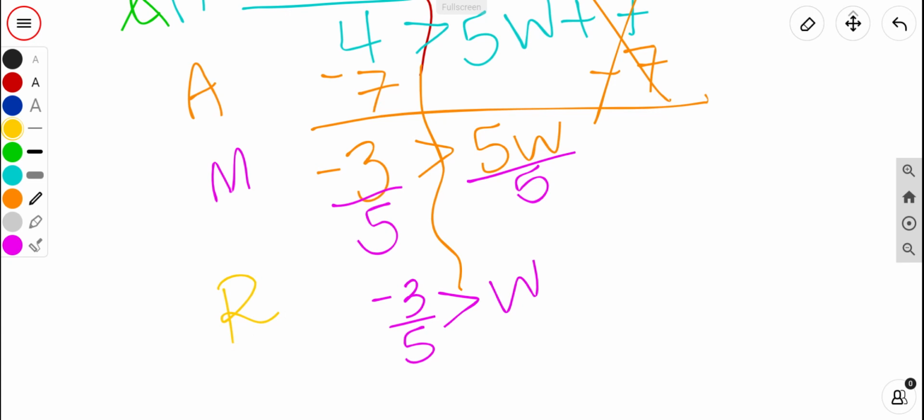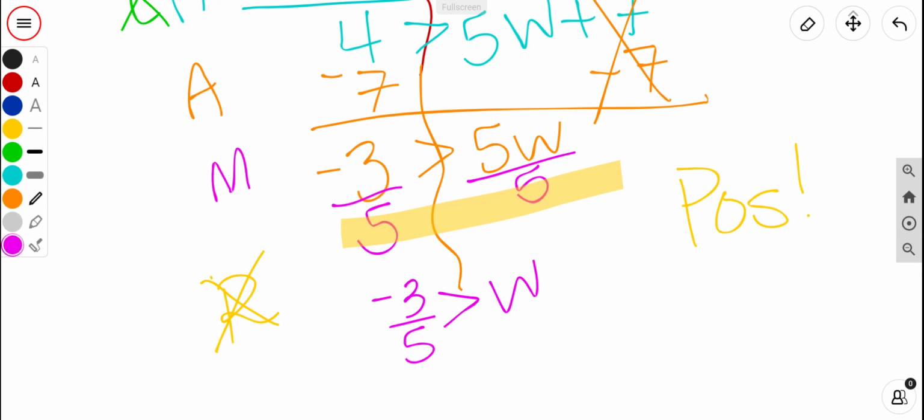Okay, and then last but not least, I can't forget it. Reverse. So I reverse the sign if I multiplied or divided by a negative number. What do you think this time? Positive. So I don't have to reverse the sign. I actually get to skip that step.